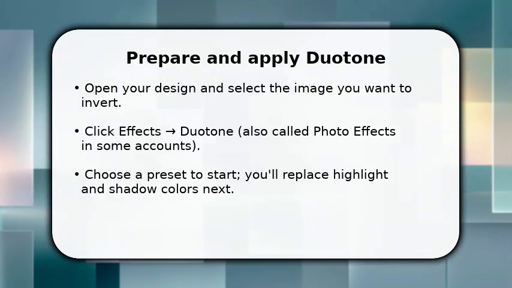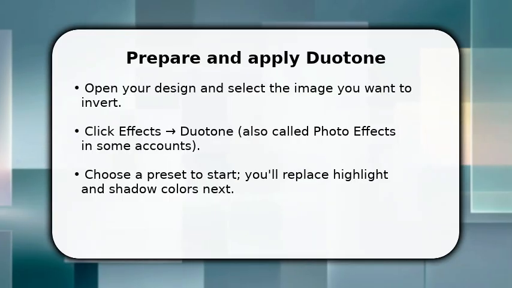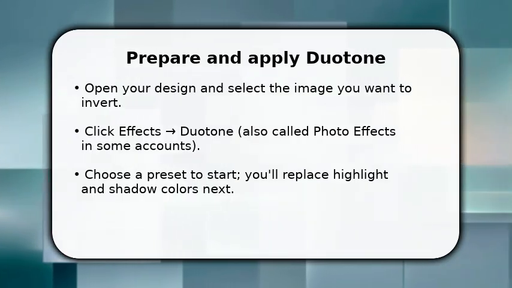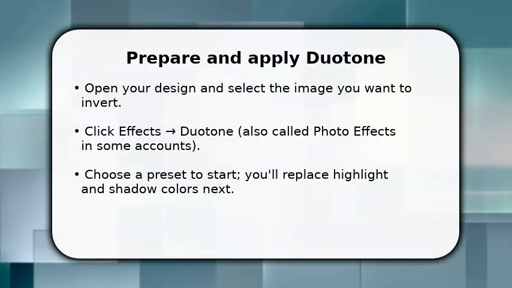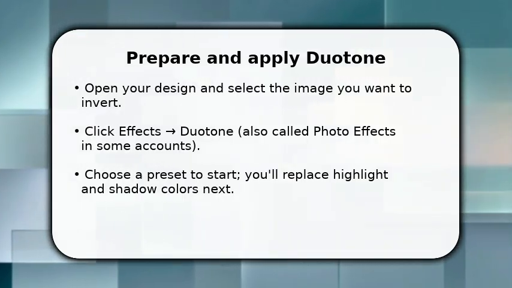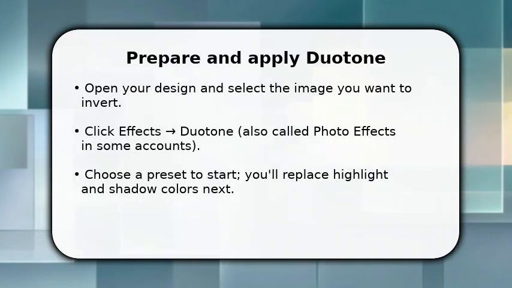You start by selecting the image in your Canva canvas and opening Effects, then choose Duotone. This is the fastest way inside Canva because there is no single invert toggle. Once you apply a duotone preset, make sure to replace the two-tone colors.